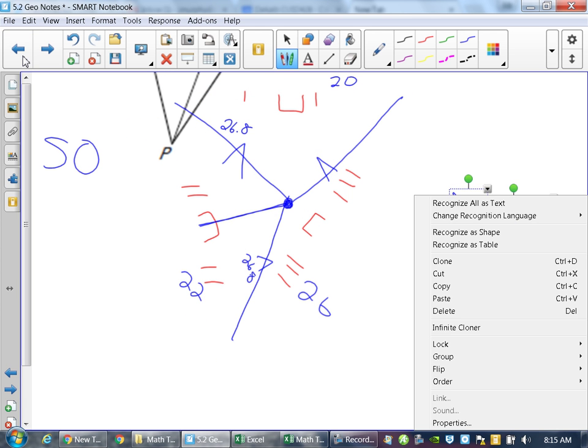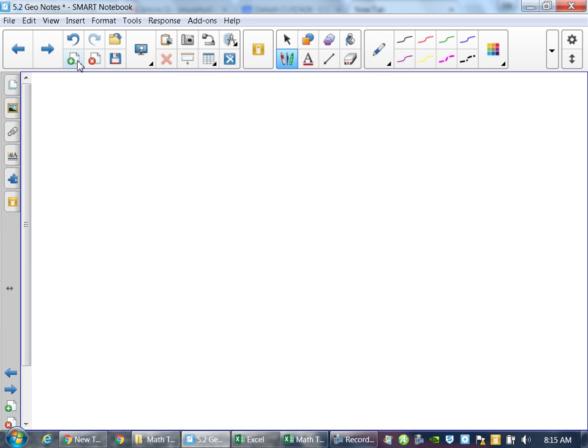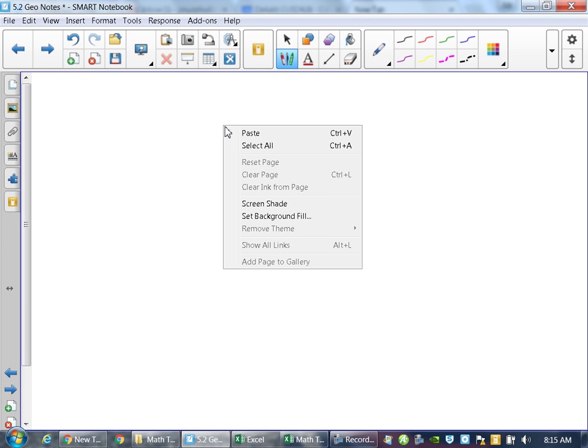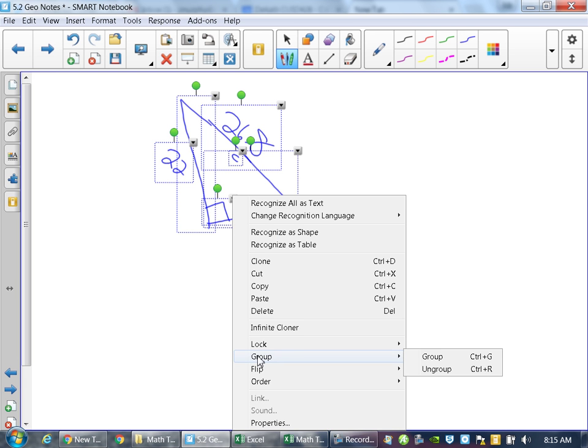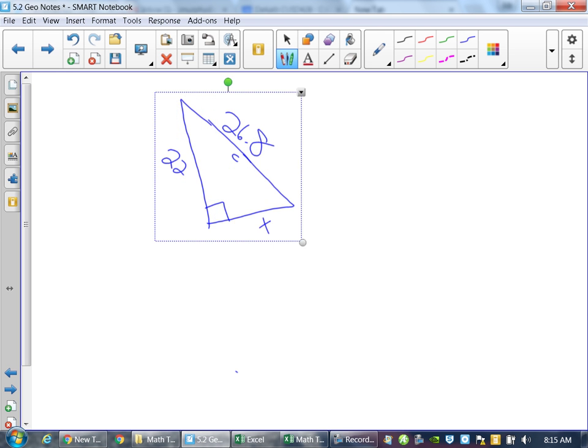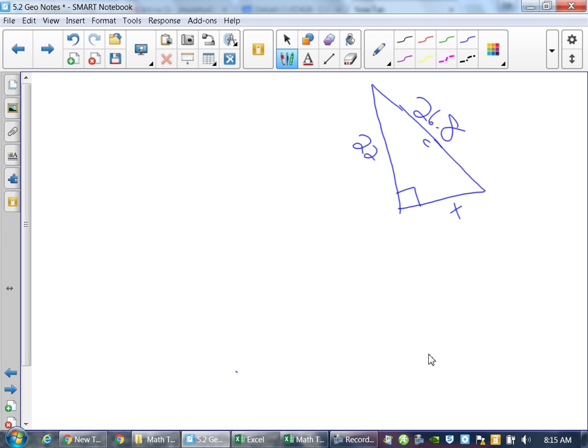Bring this out eventually. So C squared minus A squared should give you B squared. All right, so then you know that x squared plus 22 squared has to equal 26.8 squared.